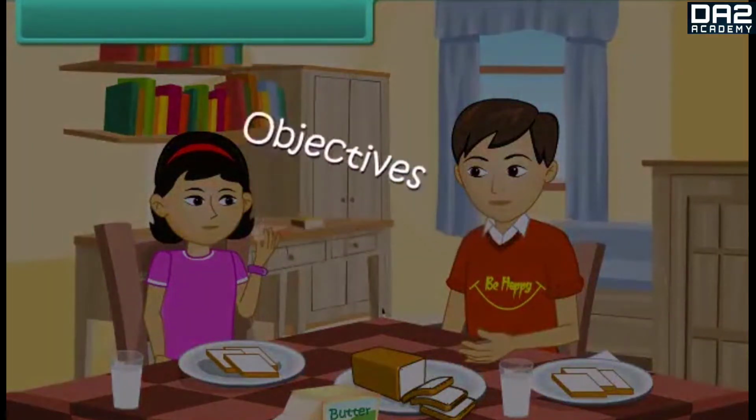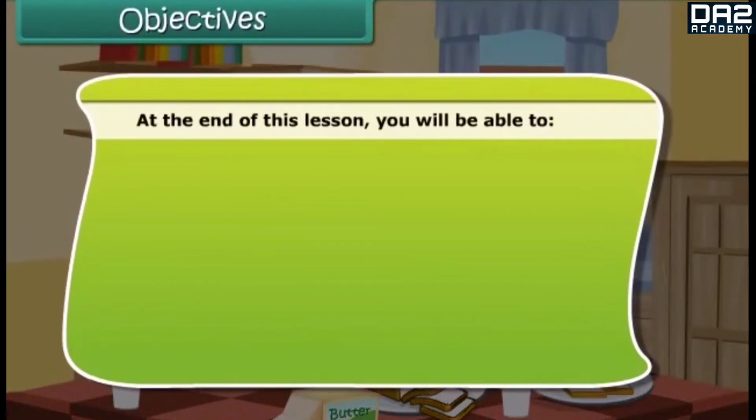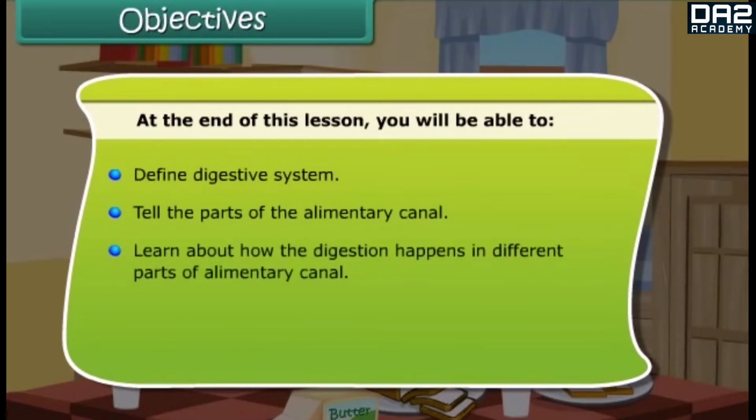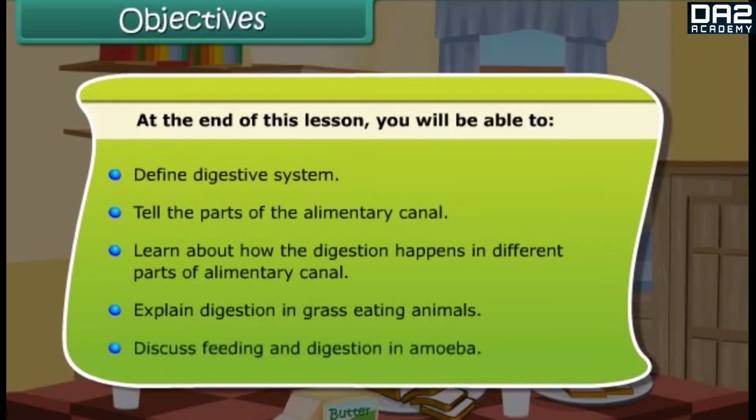Objectives. At the end of this lesson, you will be able to define the digestive system, tell the parts of the alimentary canal, learn about how digestion happens in different parts of the alimentary canal, explain digestion in grass-eating animals, and discuss feeding and digestion in amoeba.